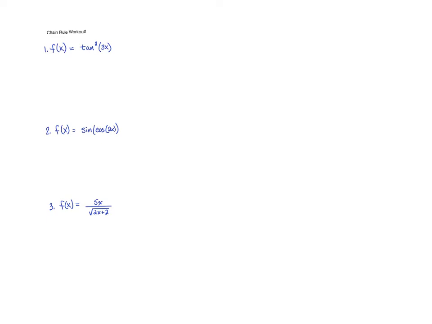So the first one we have is a trig function that's being squared. If you think about what's happening to x here, the first thing that happens is it gets multiplied by 3, and then it's going to have the tangent applied to it, and then after that it's going to get squared. So we've talked about how when we're doing chain rule problems, functions of functions of functions, we want to work from the outermost function to work our way in. So the outermost function is this squaring.